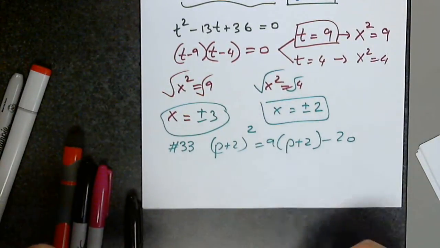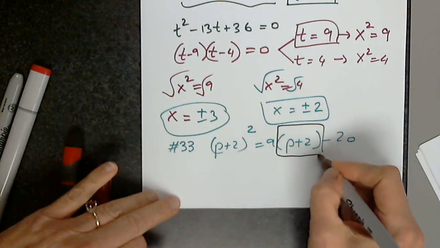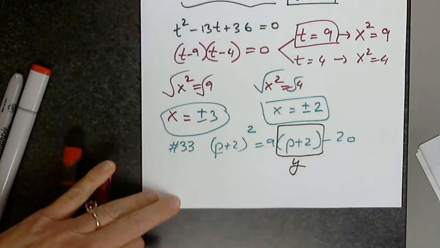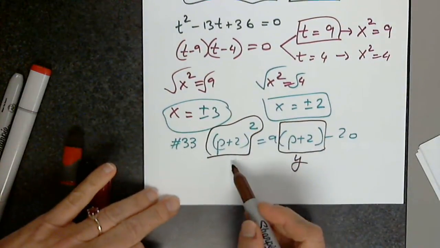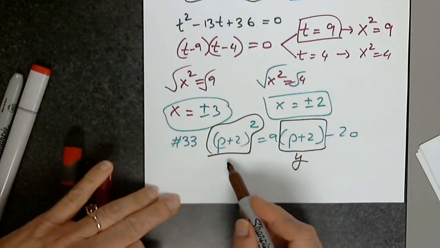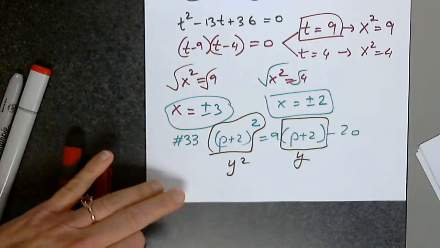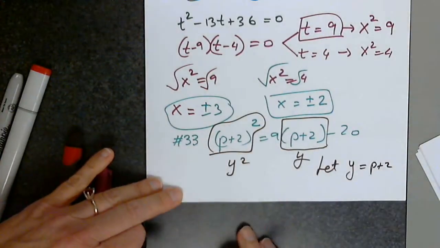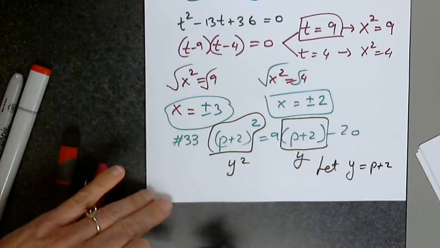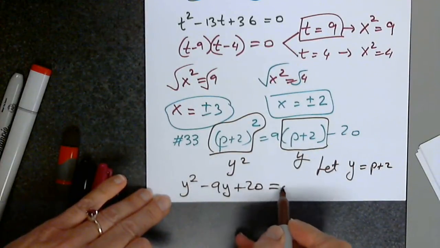I'm looking at p plus 2 squared, and I'm looking at p plus 2, and I'll say, oh, they're the same. This one could be denoted by whatever you want, not p. And this one then will be, that's it. And then I'll come back. So basically I said let y be p plus 2. So then the equation is y squared minus 9y plus 20 equals 0.